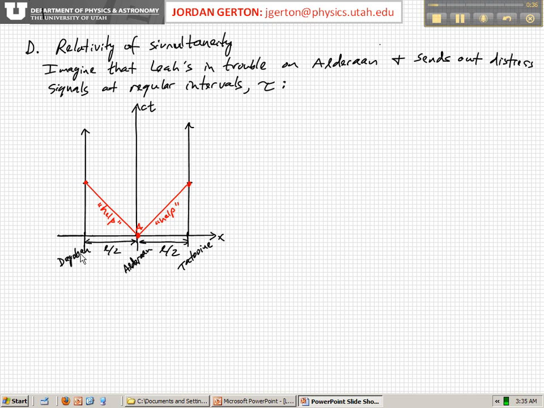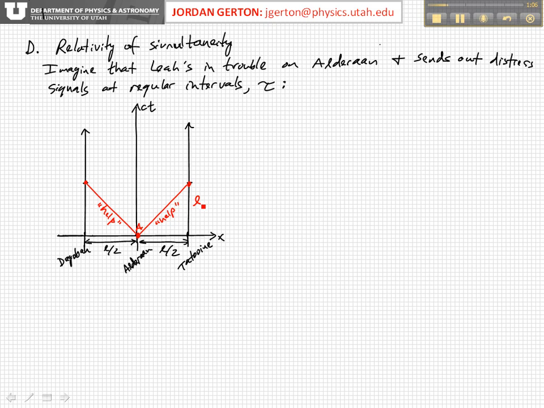So again, here's Dagobah where Luke is, Alderaan where Leia is, Tatooine where Han is. They're separated by total distance L, and Alderaan's right in the middle. So at time equals 0, Leia sends out a distress signal in the form of a light signal, and these propagate at plus or minus 45 degrees towards Dagobah and Tatooine, towards Luke and Han, and arrive there at ct equals L over 2.